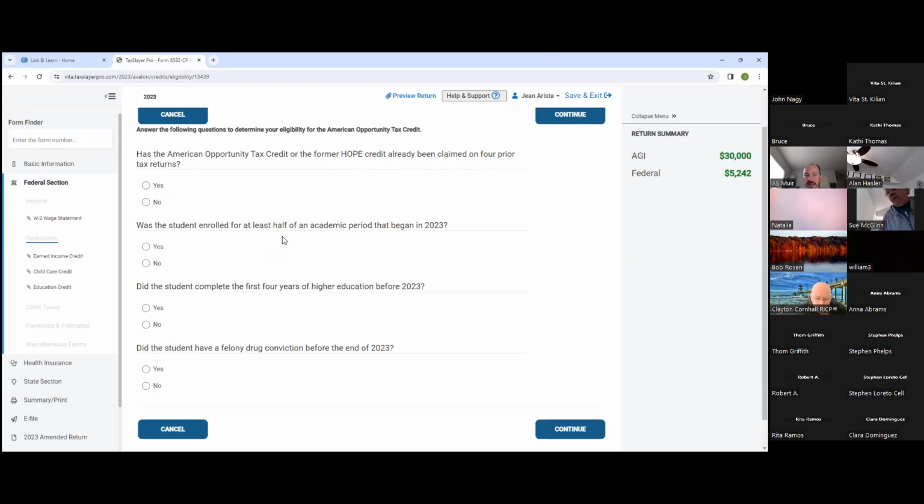And then here's where it talks about halftime. And again, the college, the university determines whether or not you're attending halftime. And this is that 4-year rule. And this is that felony drug conviction. I don't know the congressional intent. I think they want people to be clean. But the bottom line is you're not going to get the American Opportunity Credit if you've got a felony drug conviction, whether it's state or federal.